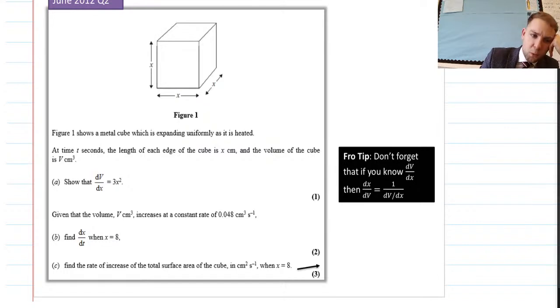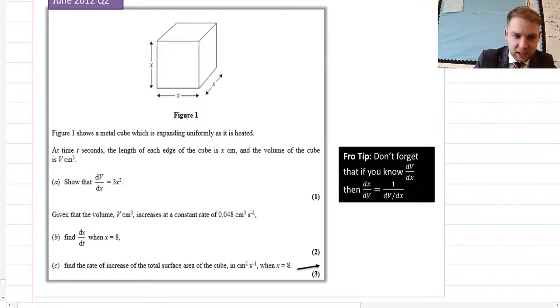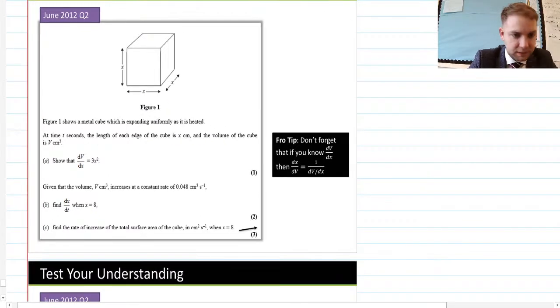So, figure 1 shows a metal cube which is expanding uniformly as it's heated. So we're heating up and this cube is growing, okay? At time t seconds, the length of each side is x and the volume of the cube is V. Show that dV by dx is equal to 3x squared. Now the first thing I'm going to do, I'll zoom out a little bit and do it on the side. The first thing I'd probably do here is write down what the volume was in terms of x. Well, because it's a nice little cube, we know that the volume is equal to x cubed.